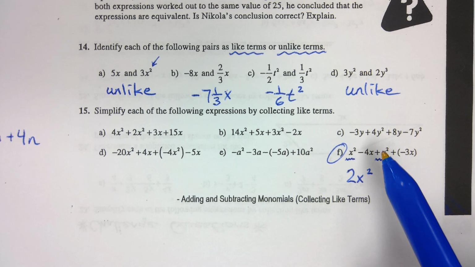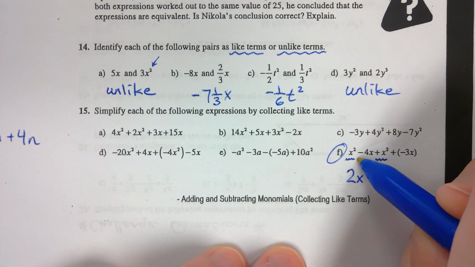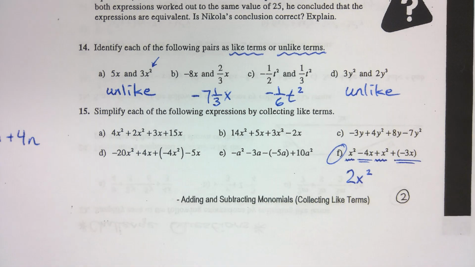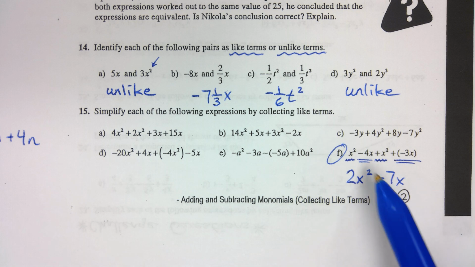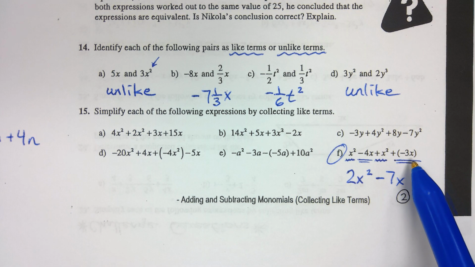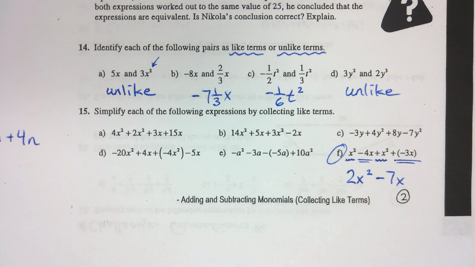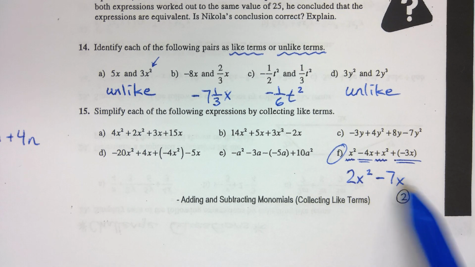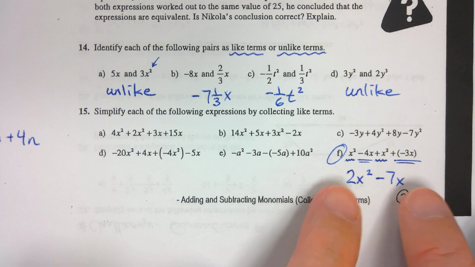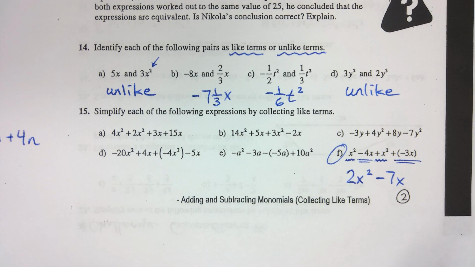Okay, then what about the other two terms? What do these two simplify to? What do those two simplify to? -7x, that's it. Okay, -4x plus another -3x is -7x. Okay, again, do not combine them. Do not combine these two. They are unlike terms, so that's your answer. You leave this as your final answer.